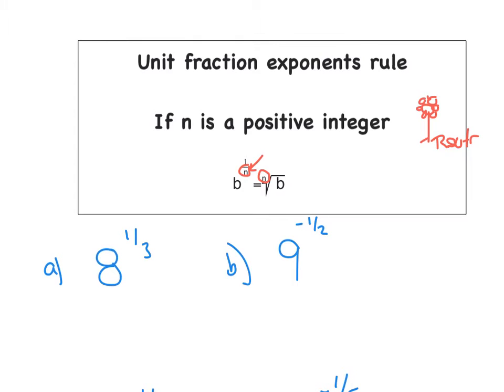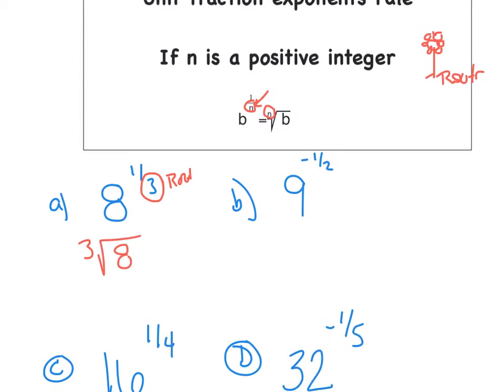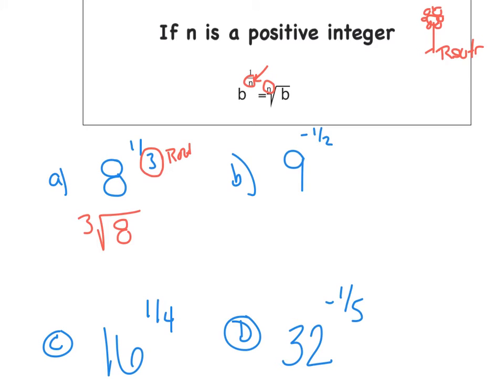So if I see 8 to the 1/3, I'm saying this is really the root. So this is going to rewrite it as the cubed root of 8. So again, they're going to expect you to do this without a calculator. The cubed root of 8, so I'm looking for 3 numbers that multiply to 8, and I think we're pretty good at that. Hopefully you know that's the number 2.